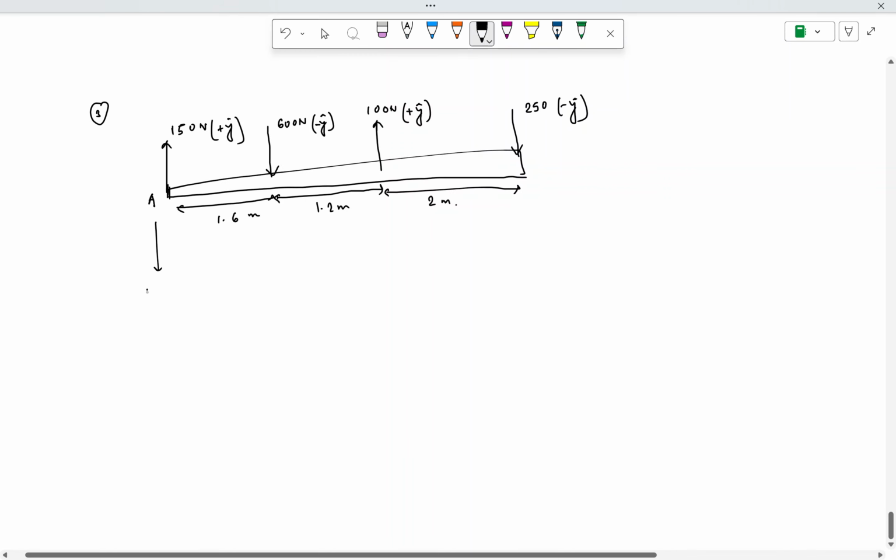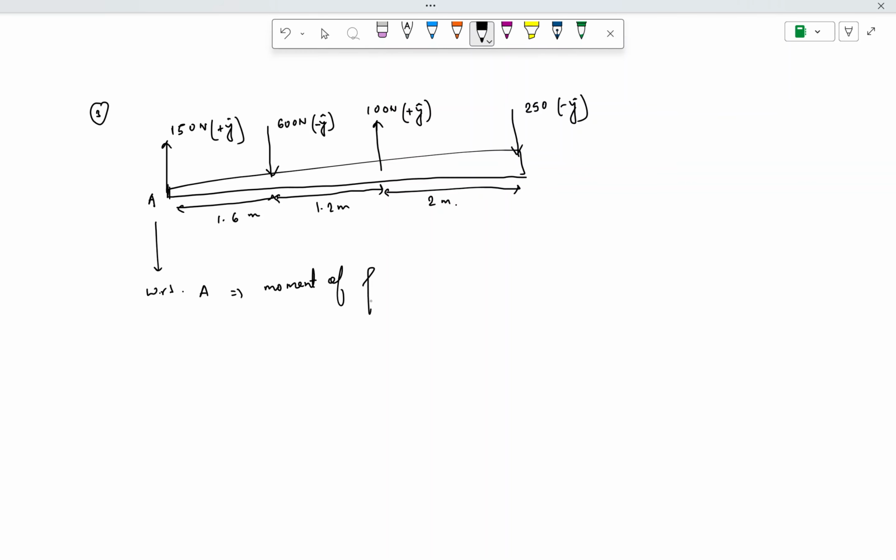So now with respect to point A, the moment of force, basically torque, is given by R cross F, where R is defined from the reference point to the point of application of force. Naturally, because this 150 Newton force is acting right at the reference point A, it will not have any contribution to the torque, because R is 0. So we'll first eliminate this force.